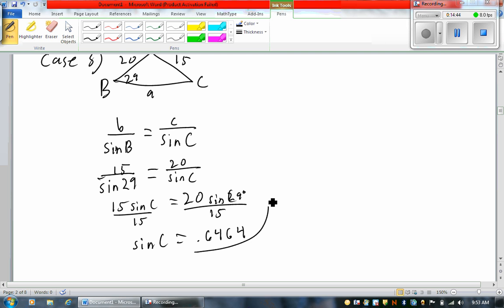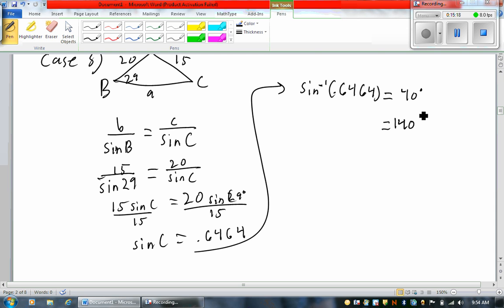Okay, we're going to do our sine inverse of 0.6464, and that comes out to 40 degrees. But remember, that's only one quadrant. Sine is positive in quadrant 1 and quadrant 2. And in 40 degrees, if we go in quadrant 2, it's going to be 140 degrees. A 40 degree reference angle in quadrant 2 is a 140 degree angle.